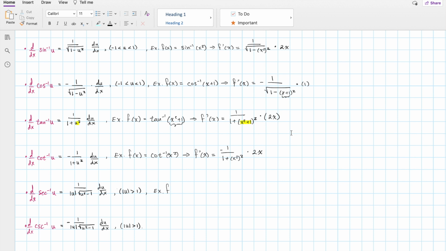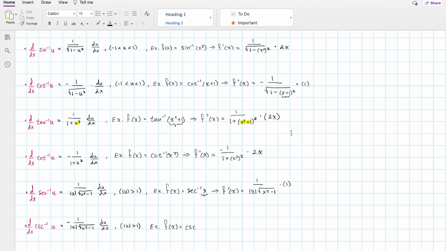For arcsecant, let's take a function f of x is equal to arcsecant of x. Then f prime of x is going to be 1 over the absolute value of x times the square root of x squared minus 1, times the derivative of that x, because that's what we plugged in, right? Which is just 1.